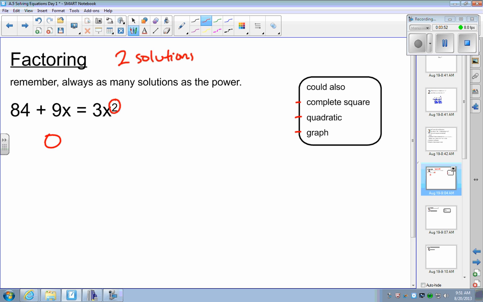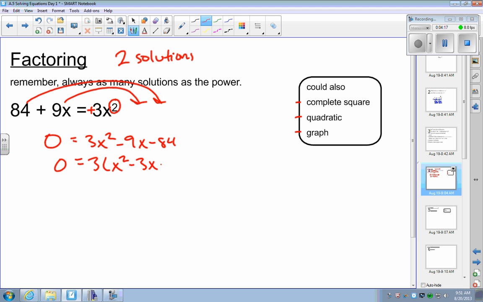First thing is you got to make sure it's set equal to 0. You don't want to factor anything like this right now. It's not going to work for you. Get everything on the same side. I'm going to move these over, so that way this stays as positive 3x squared, which I like. So this goes to minus 9x and minus 84. Okay, I check for a GCF. They all have 3 in common. So x squared minus 3x, so this would be 28.